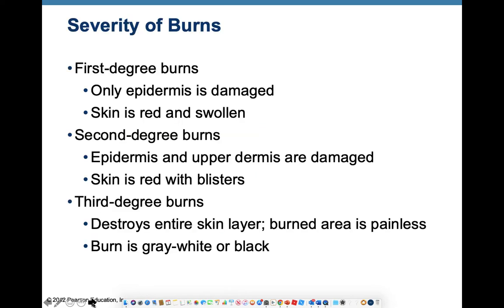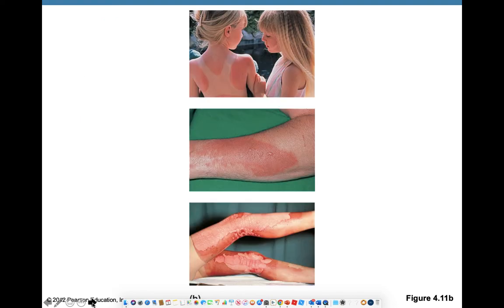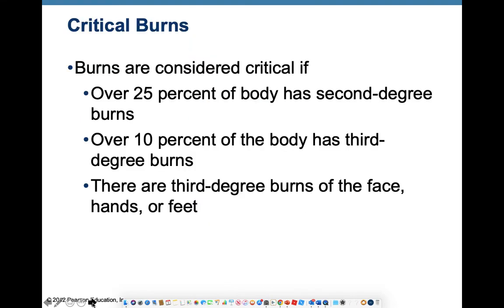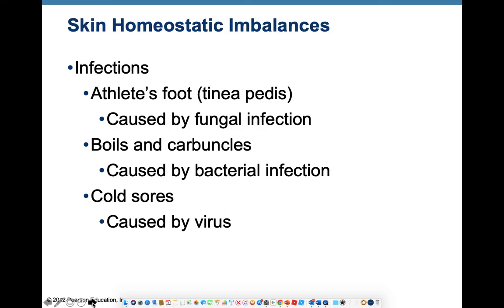First degree burns, only the epidermis is damaged. Your skin is red and swollen. Second degree, the epidermis and the upper dermis are damaged. It's red and blistered. Third degree destroys the entire skin layer. The burned area is painless because there is no more living nerve tissue in there, and the burn is gray, white, or black. So that shows you some of those. Burns are critical if they're over 25% of your body with second degree burns, if over 10% has third degree, or if there are third degree burns on the hands, face, or feet.